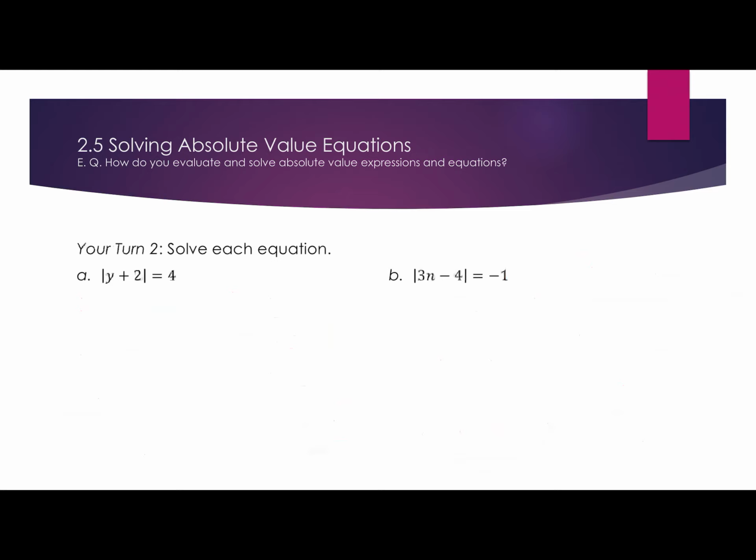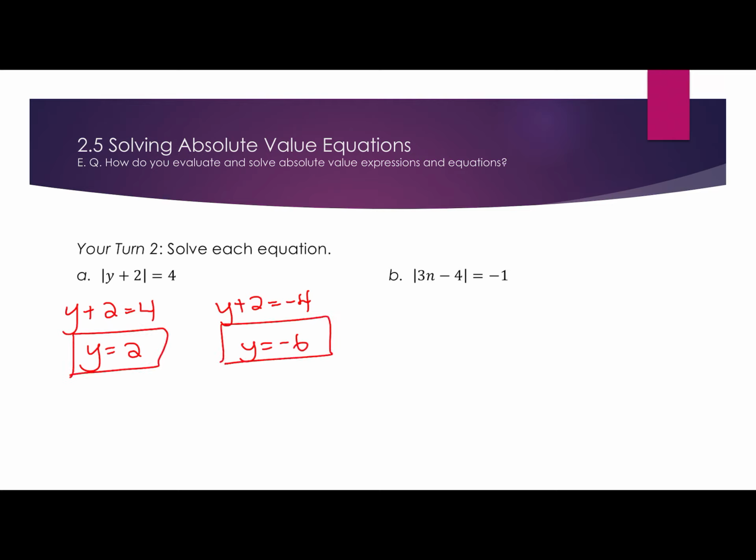All right, so for the two your turns, we get y plus 2 equals 4, and y plus 2 equals negative 4. So y equals 2, y equals negative 6. And when you go back and check those solutions, they both do work. For part B, we can see the absolute value of 3n minus 4 is equal to negative 1. It's not allowed to equal a negative number, so we're going to put no solution. Again, if you went through and solved it, substituted your answers back in, neither result should work.